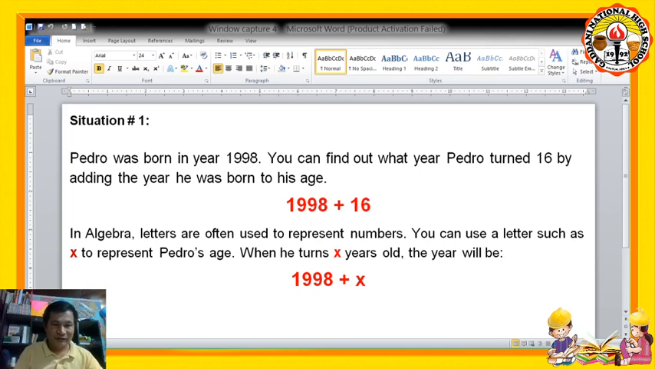In algebra, letters are often used to represent numbers. We can use a letter such as X to represent Pedro's age. When he turns X years old, the year will be 1998 plus X.